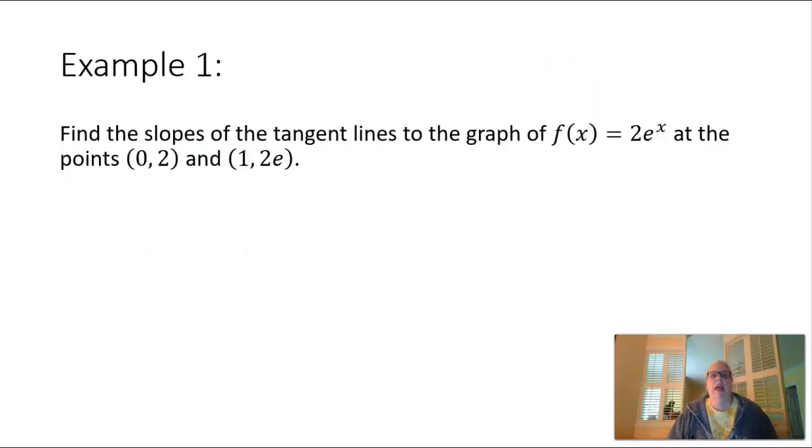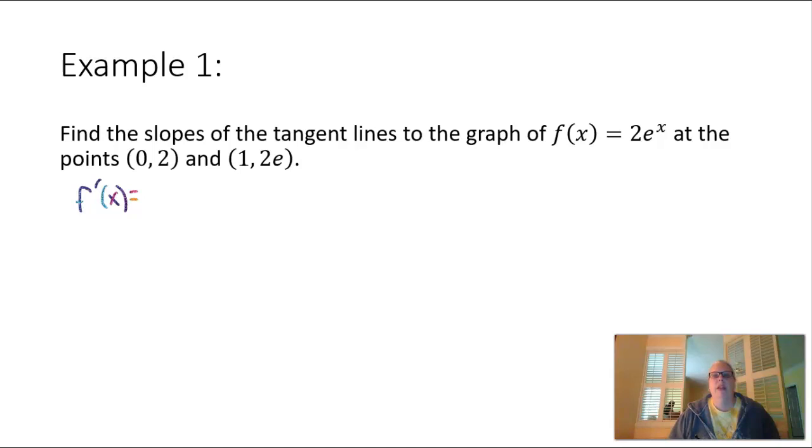Alright, so let's look at example 1. We're supposed to find the slopes of the tangent lines to the graph f of x is equal to 2 times e to the x at the point 0, 2 and the point 1, 2e. So if we're finding the slope of the tangent line, the first thing we need to do is find the first derivative of the function. So we're looking for f prime of x.